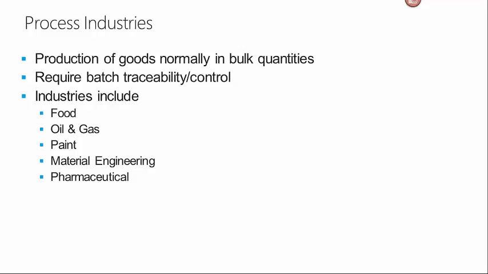Typical process industries would be food, oil and gas, paint, material engineering, or pharmaceutical. One of the good examples is paint. Normally when you produce paint, you may produce it in one big bucket, and out of that you'll get a number of different packed paint cans. And you don't always know exactly how much paint you have or what all is made up of it, and you're producing it in a bulk quantity.